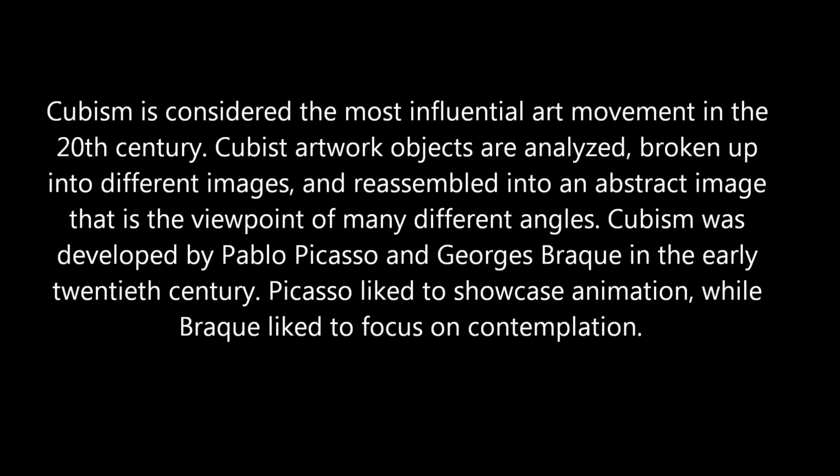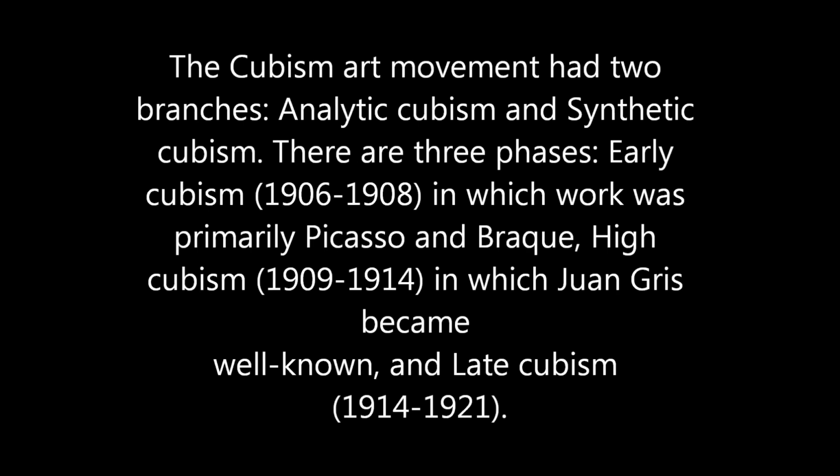Picasso liked to showcase animation, while Braque focused on contemplation. The Cubism art movement had two branches, analytical Cubism and synthetic Cubism. There are three phases: early Cubism, 1906 to 1909, in which work was primarily Picasso and Braque; high Cubism, 1909 to 1914, in which Juan Gris became well known; and late Cubism, 1914 to 1921.